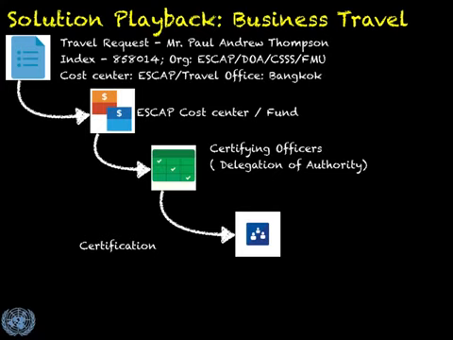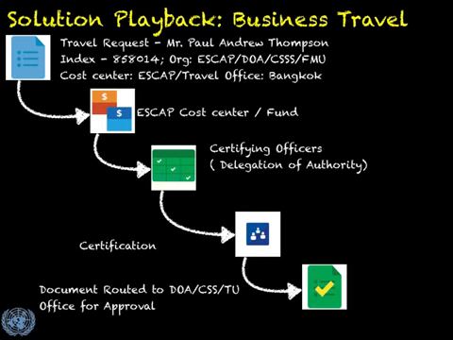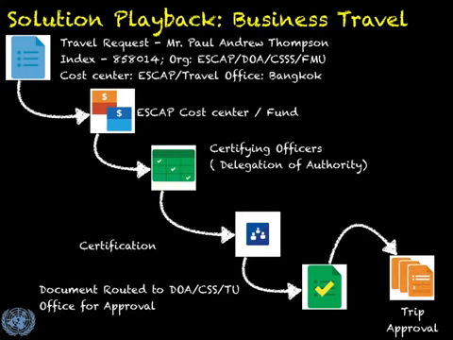When this document is certified, it will be routed to DOA CSS TU office for approval, because the travel unit, which is TU, is the organizational unit which is related to the SCAP entity. And once they do it, the trip is approved.